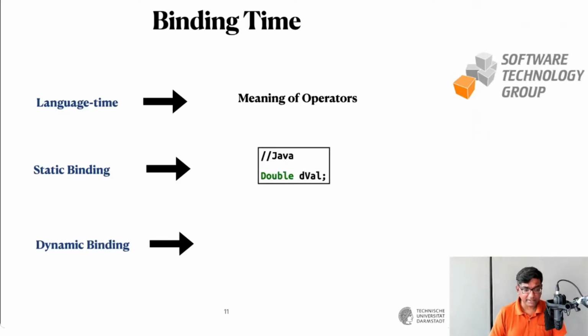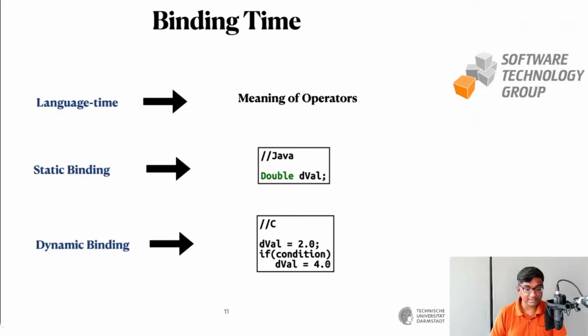The more interesting bindings are static binding and dynamic binding. Static binding essentially binds a meaning to a variable during compile time. For example, consider this code snippet, double deval, in Java. The type double is bound to deval when Java is trying to compile your program.